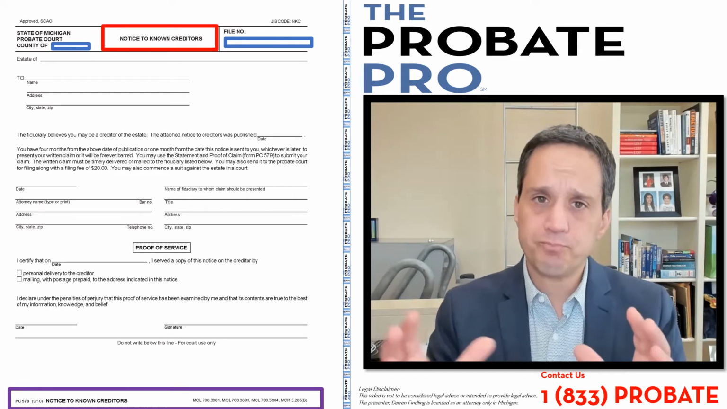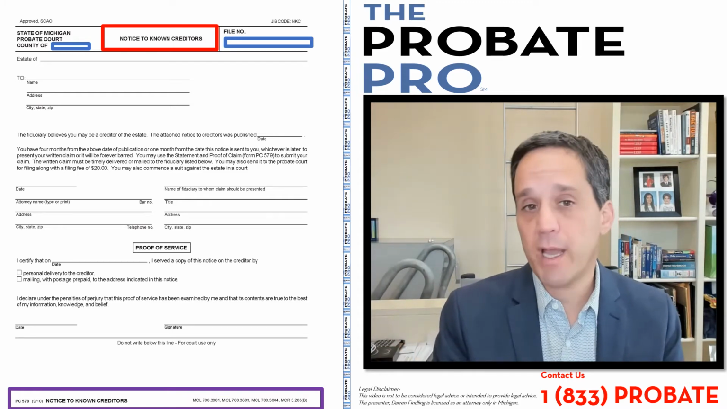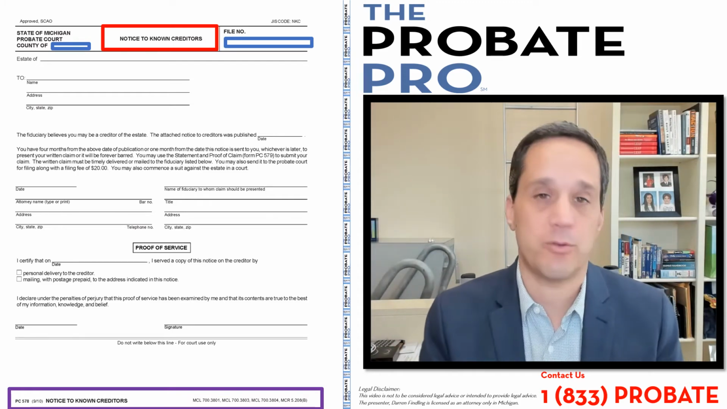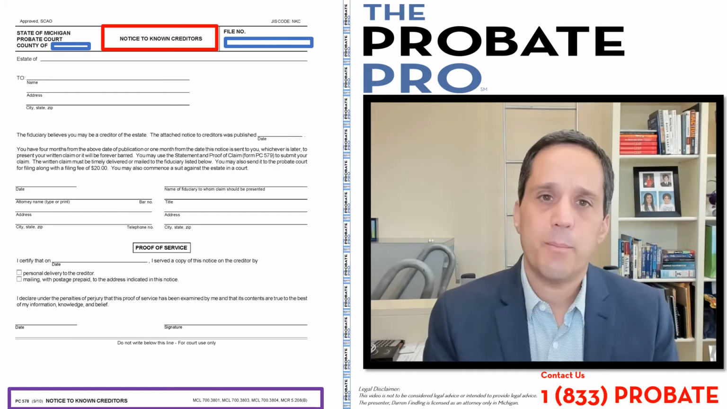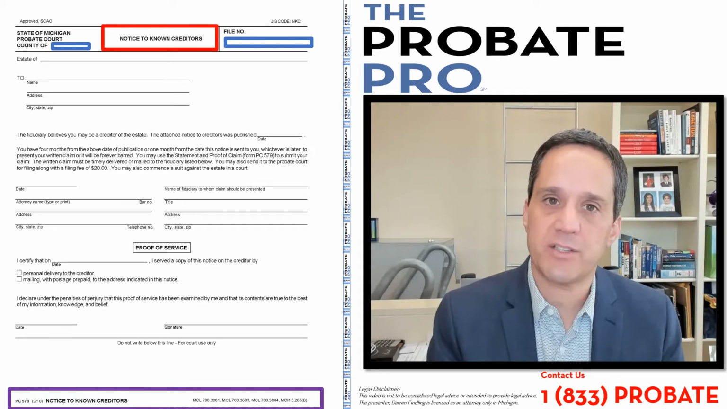So understand that the bills are coming in, and you have a right as personal representative to simply pay those bills. You can do that. But you could also require them to prove that they're a creditor of the estate by requiring them to go through these steps.